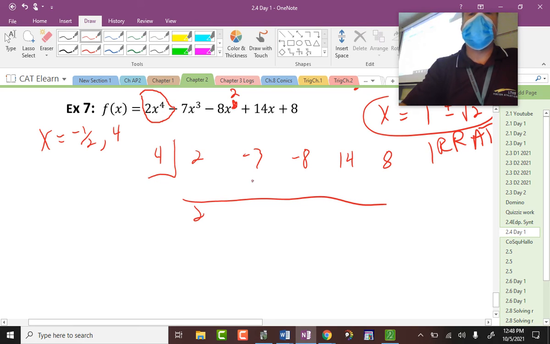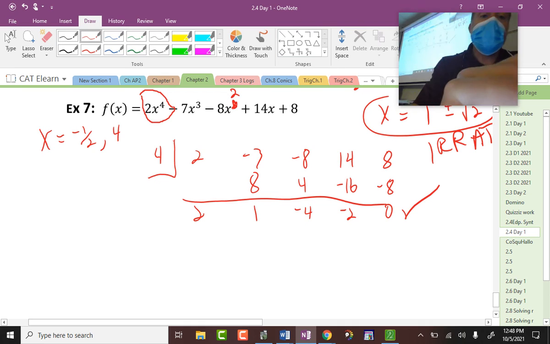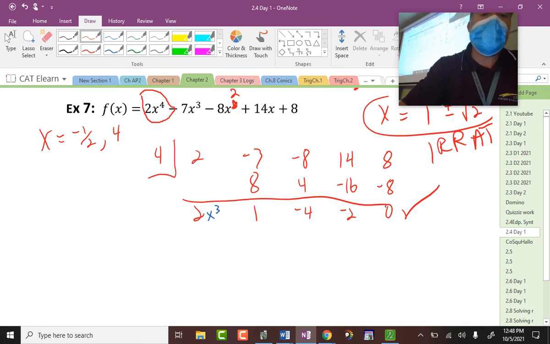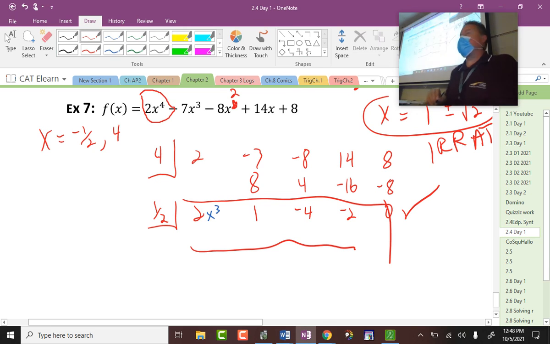Bring down the 2. 4 times 2 is 8. And I hope you really get that. I hope you get that what I'm writing here is a depressed polynomial once. Perfect. What I'm seeing is true. Now I have an x cubed, and I want to depress it again with the second 0. This column no longer exists for my second depression, because this is now the constant.